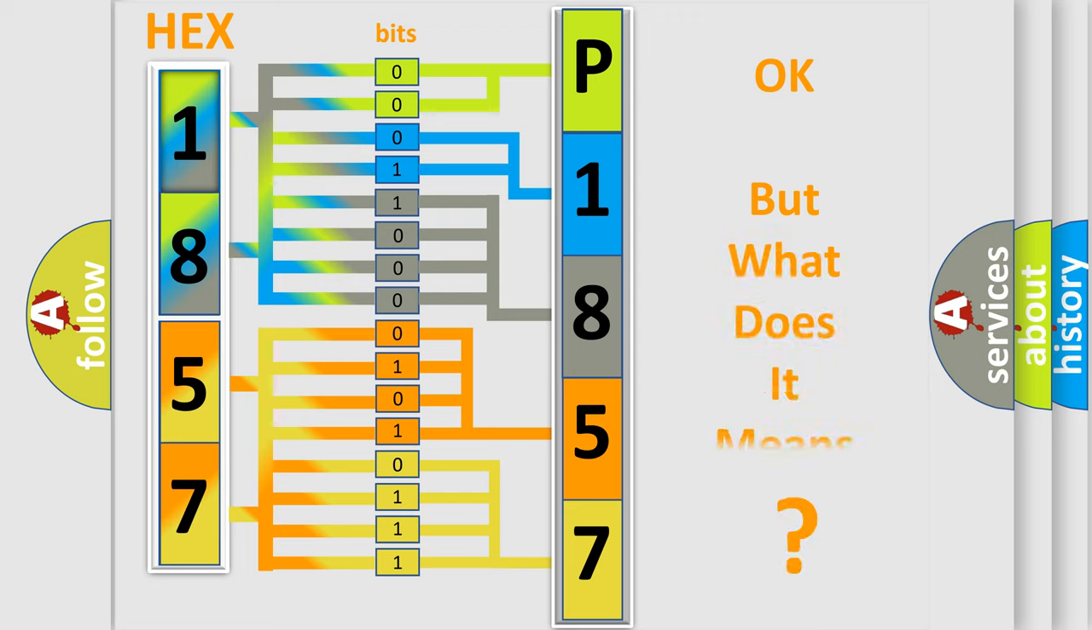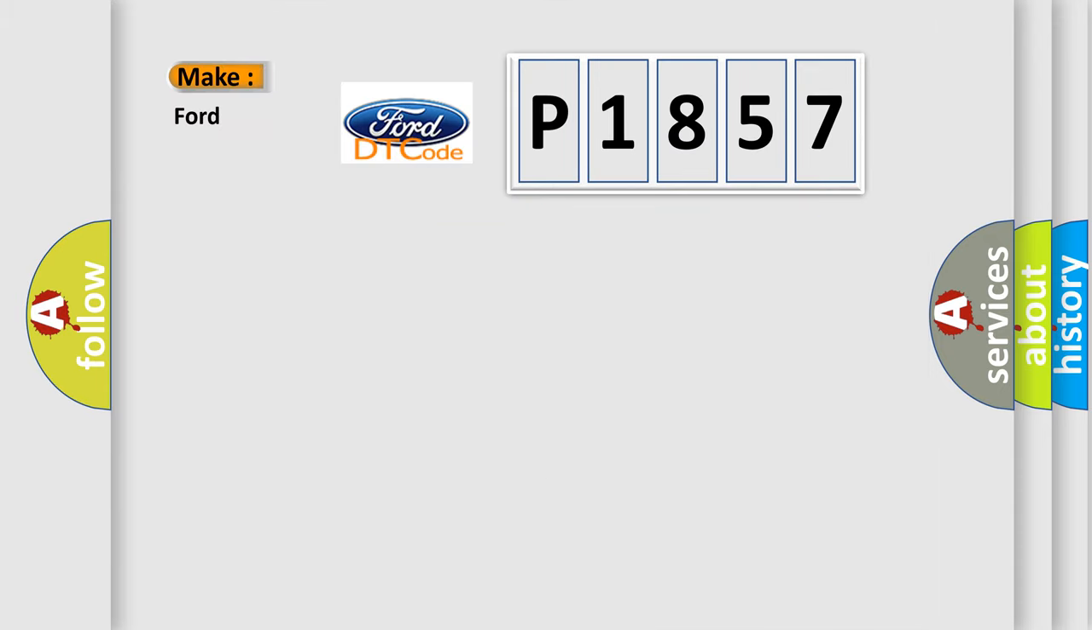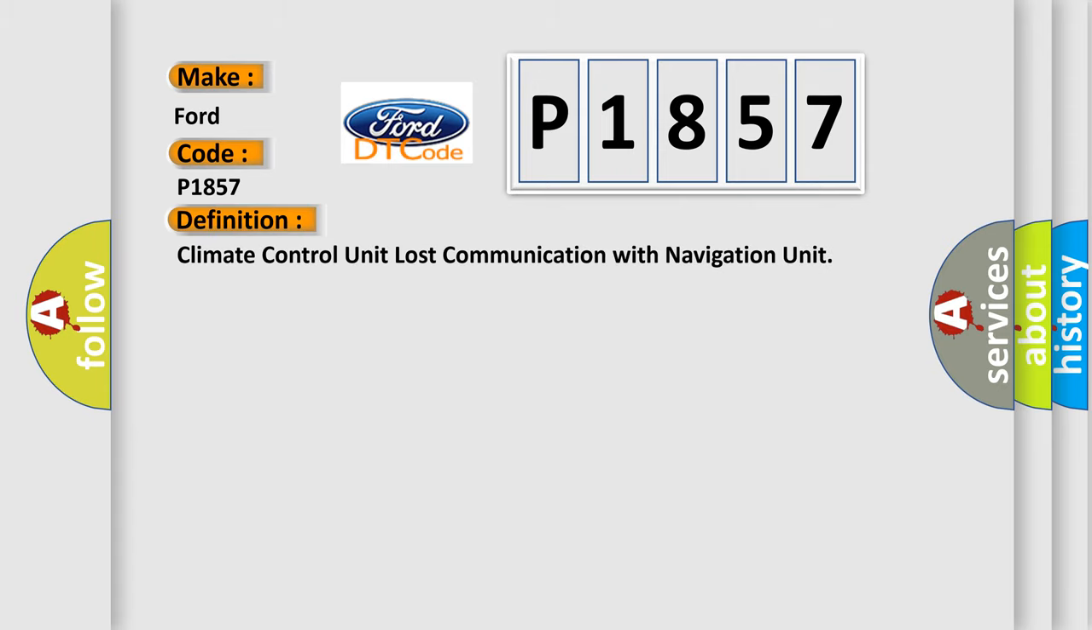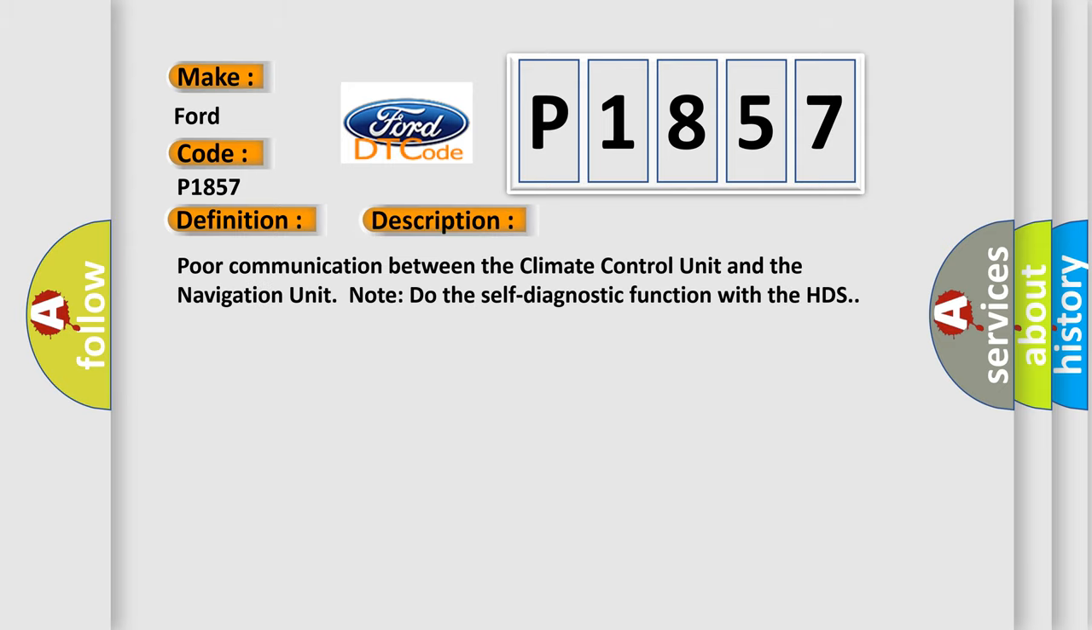The number itself does not make sense to us if we cannot assign information about it to what it actually expresses. So, what does the Diagnostic Trouble Code P1857 interpret specifically for Infinity car manufacturers? The basic definition is climate control unit lost communication with navigation unit. And now this is a short description of this DTC code. Poor communication between the climate control unit and the navigation unit. Note: due to the self-diagnostic function with the HDS.